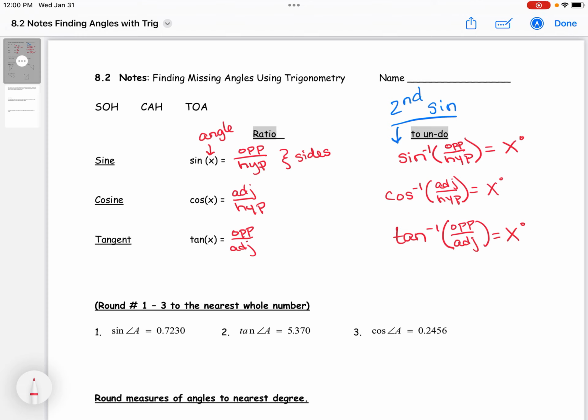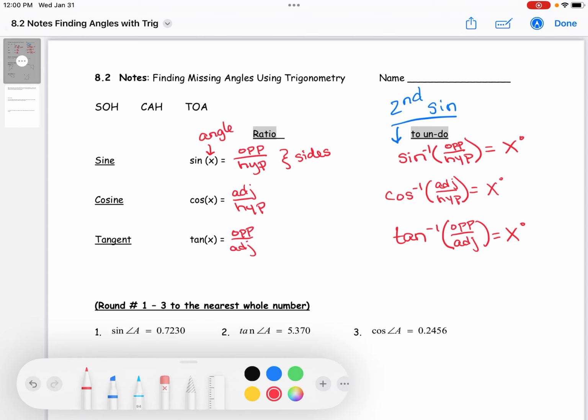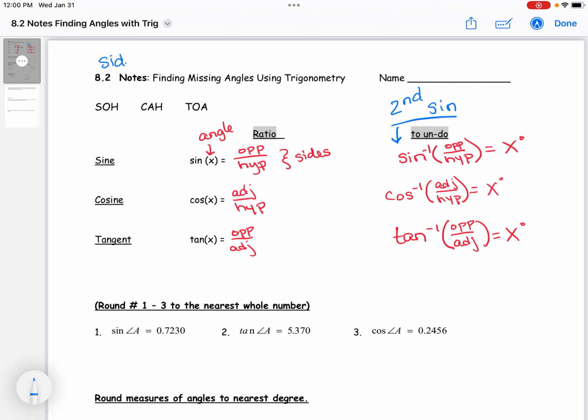Okay, so let's try this in our calculator and see how it goes. Something to remember is if you're finding side length, you want 3 decimal places. If you're doing angle, you want a whole number.